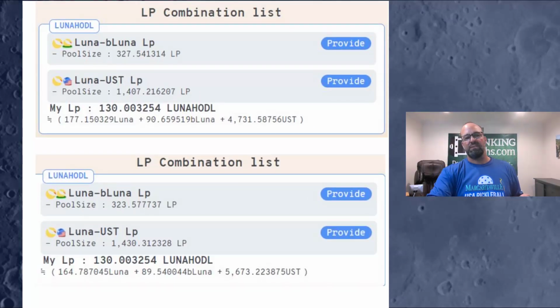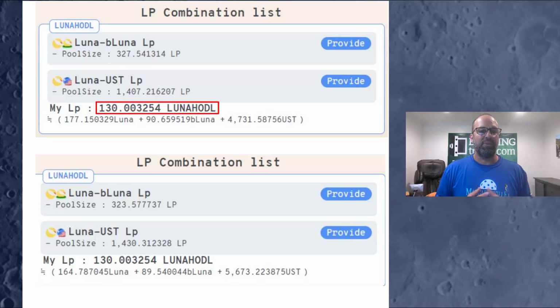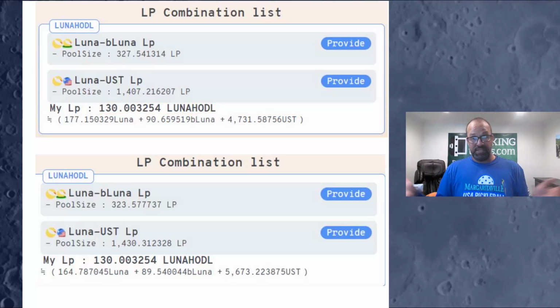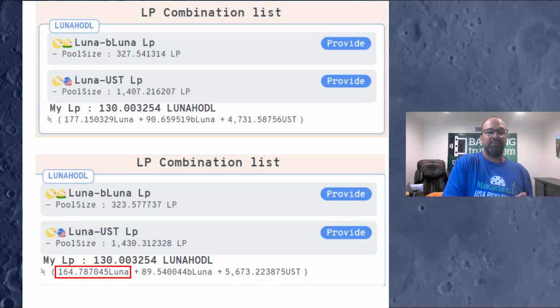But the first part, what you can see here is he has the same amount of Luna-HODL tokens, this 130 amount of Luna-HODL, 177 Luna, 90.65 bLUNA, 4731 of UST. Fast forward to the 25th, what you're going to see is the amount of UST in there, which is approximately a quarter of the pool, right? It increased in value tremendously. There's 5673 of total UST value. There's less Luna, 89.54 bLUNA, and there's only 164 Luna.